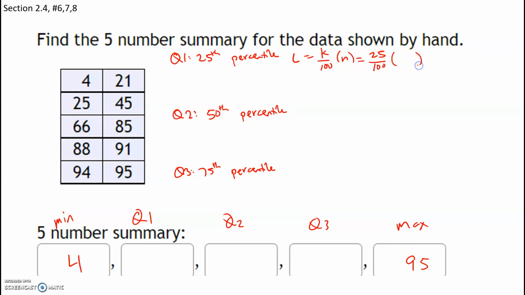So it's 25 over 100 times 1, 2, 3, 4, 5, 6, 7, 8, 9, 10. We have a total of 10 values, so this is going to be 25 divided by 100 times 10. If you put this in a calculator, you're going to end up with 2.5. Now, if your locator index is a decimal, then you automatically round up to the next whole number, which is 3, so we're looking for the third location. The third location, 1, 2, 3, is 25. So our Q1, our 25th percentile, just happens to also be 25.